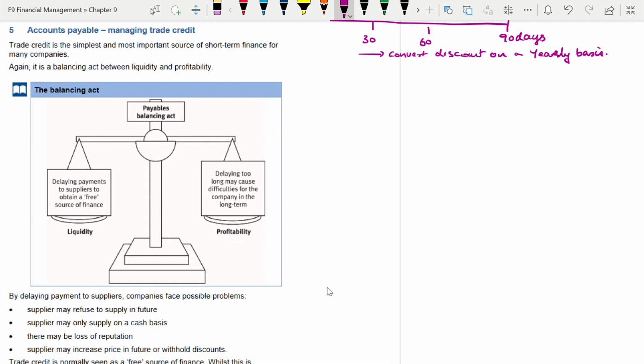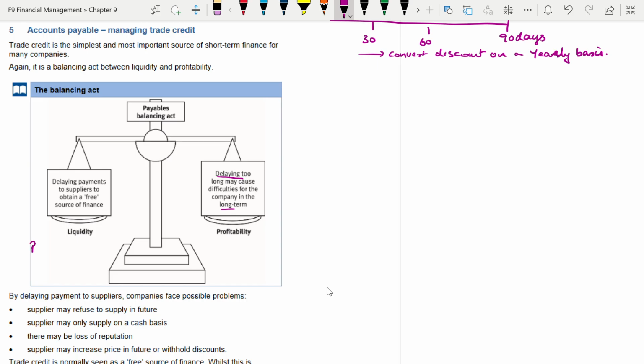If you delay the payment, it is not going to help us. Our credibility will be lost. Delaying too long may cause difficulties for the company in the long term. People will not supply us. Delaying payments to suppliers is done to obtain a free source of finance. If you delay payments to the suppliers, we get a free source of finance.